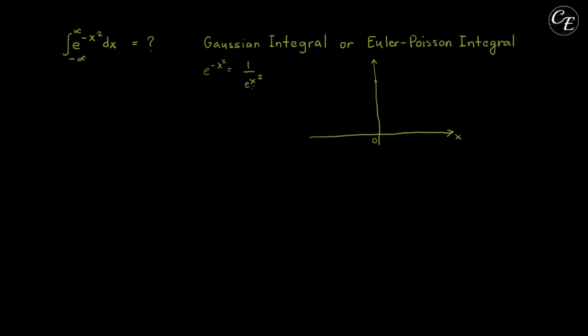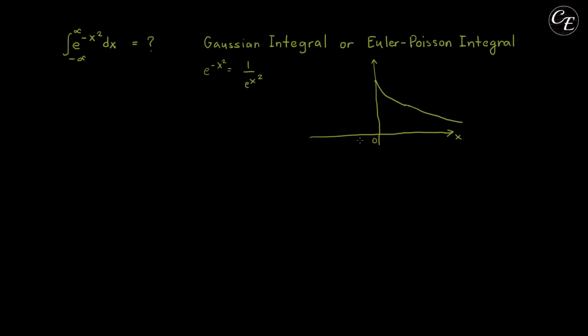Now when x is increasing, this denominator will be increasing. If this denominator is increasing, then the value of our expression will be decreasing. Then we have a graph that is decreasing as we increase the value of x. Now if x is infinity, then this denominator will be infinity because e raised to infinity is infinity. But 1 over infinity is 0, so we will have a graph that approaches 0 as x approaches infinity.